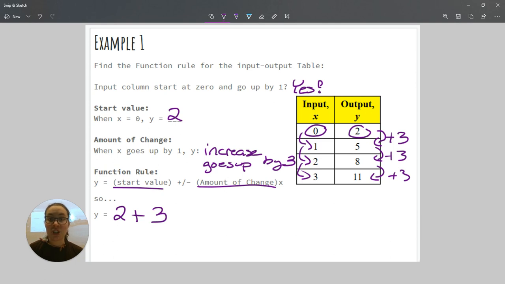x. Now notice the x is squished up against the parentheses. That means multiplication. We're going to have 3 times x. This is our function rule. y equals 2 plus 3x.